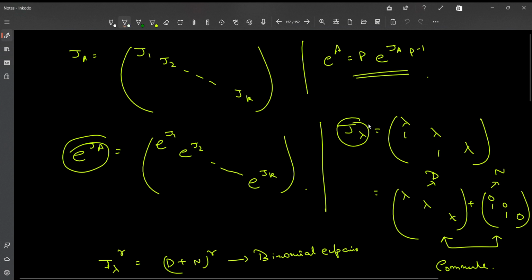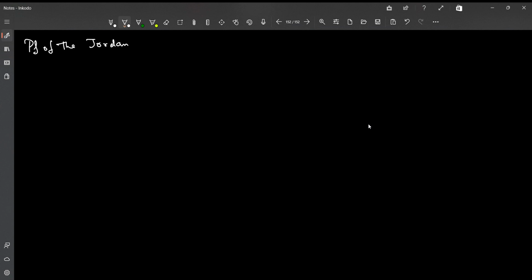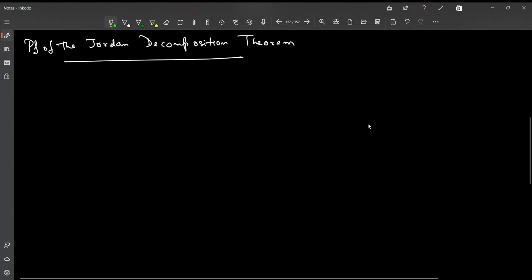we prove the Jordan decomposition theorem as much as we can, and then we will be showing some applications of it. Okay. So proof of the Jordan decomposition. So let's start the proof. Now the proof is a bit long, so we divide it into 4 steps, and the proof is due to Filipov. Okay.